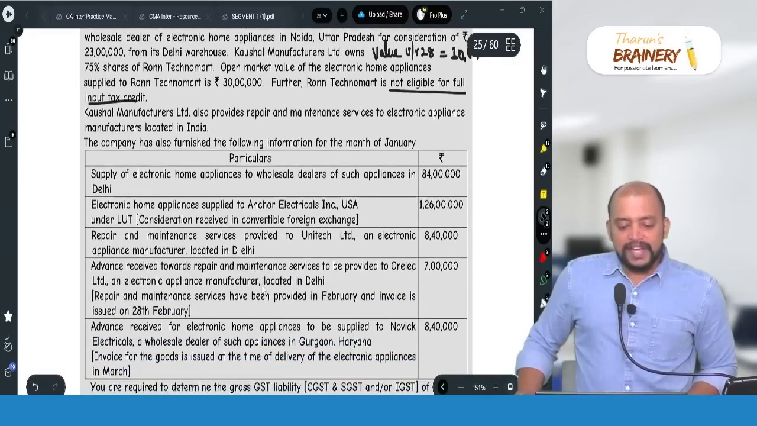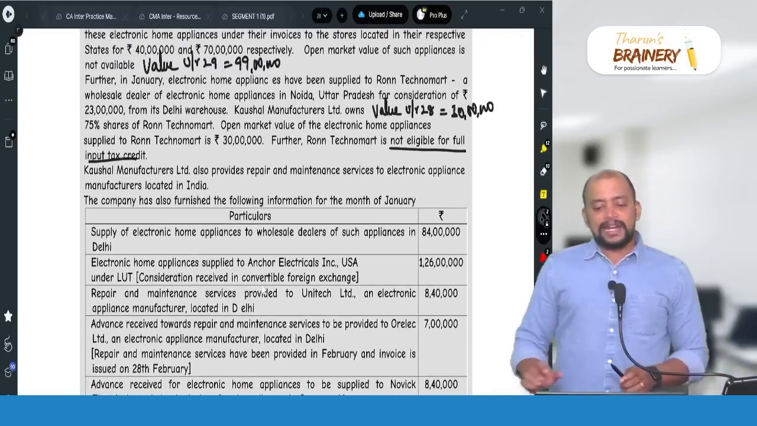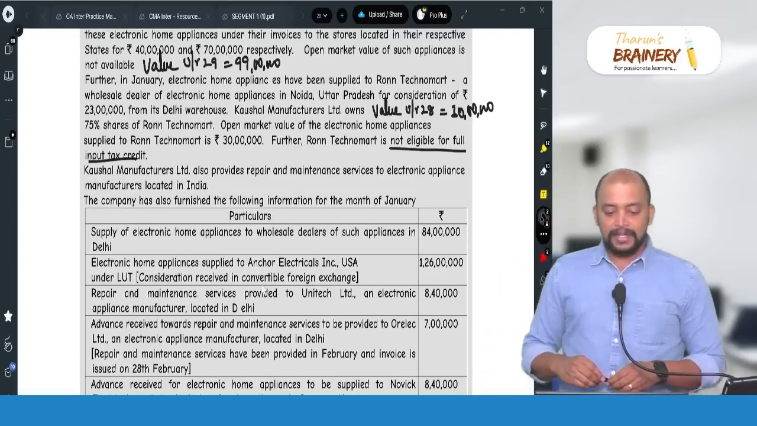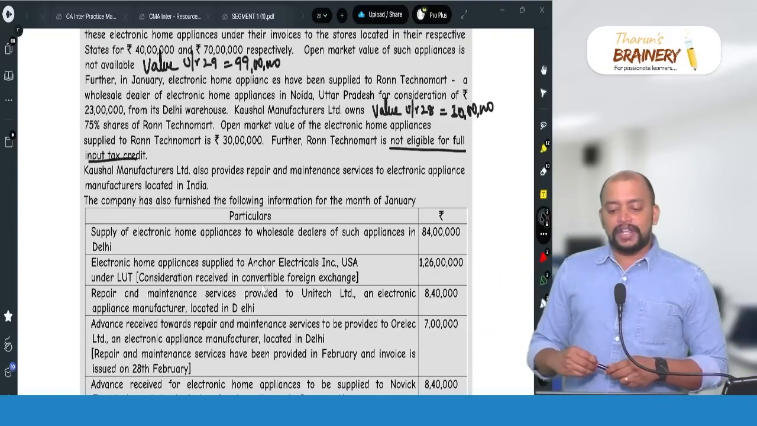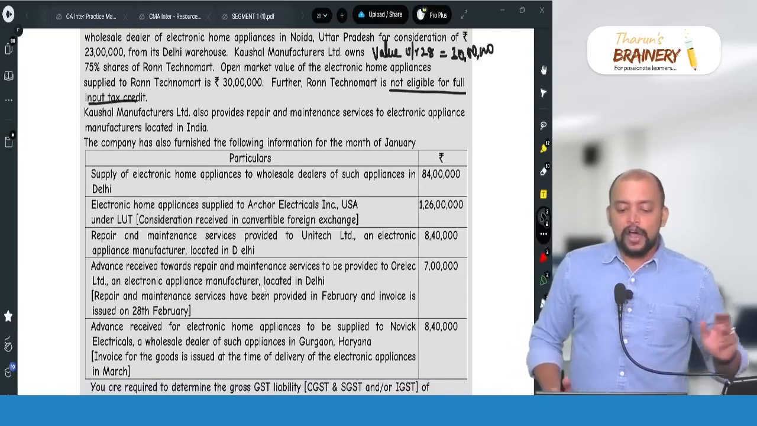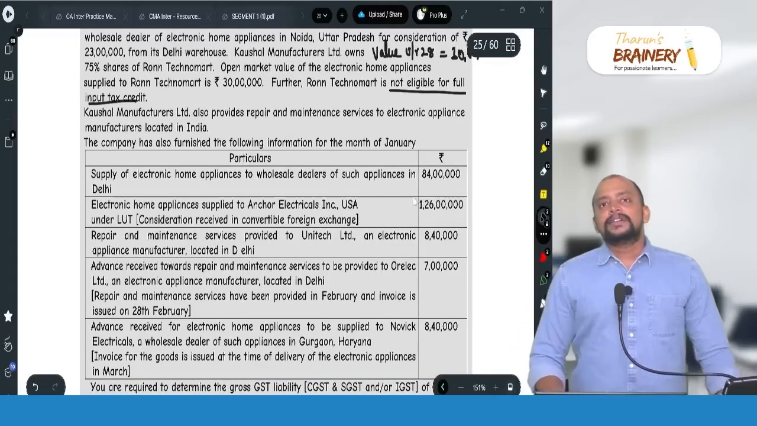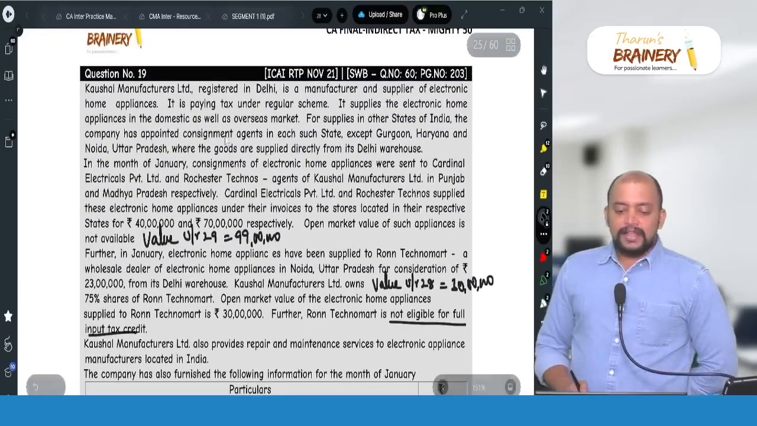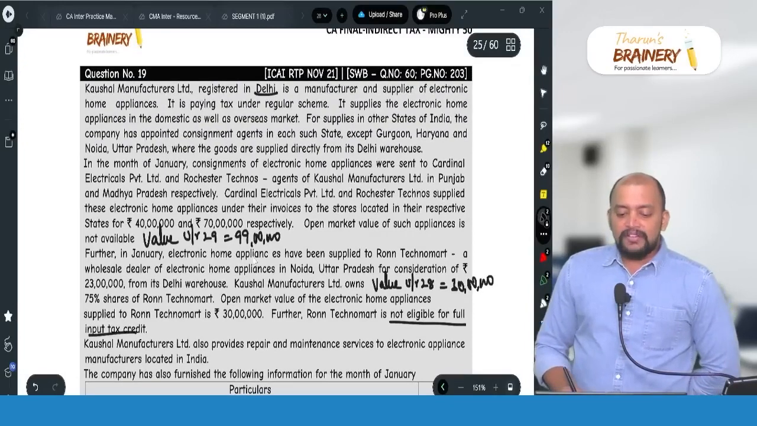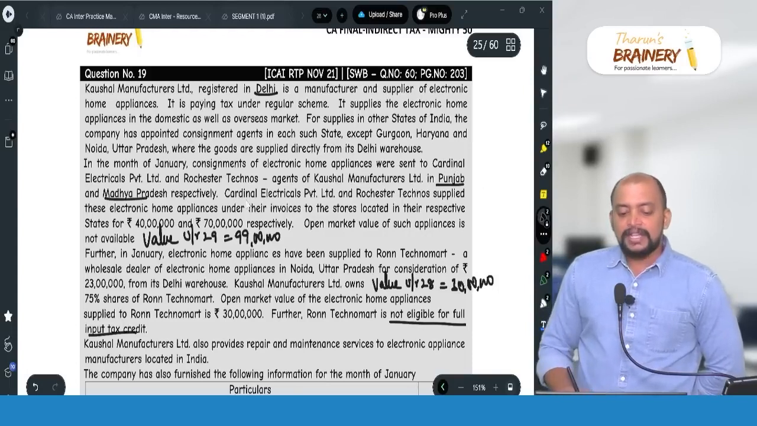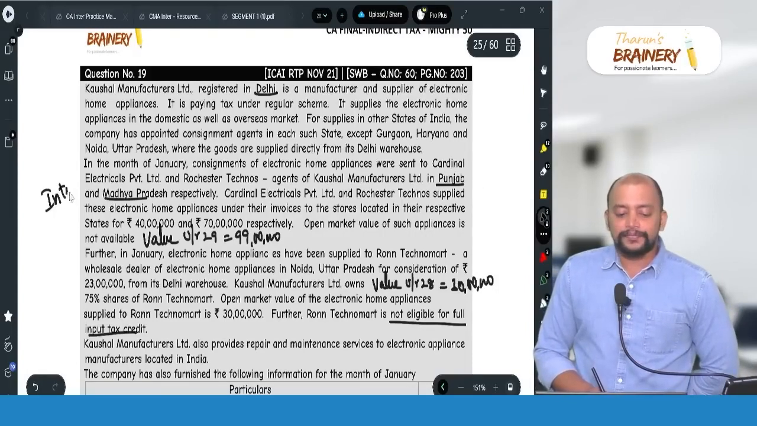Then Kaushal Manufacturers Limited also provides repair and maintenance services to electronic appliance manufacturers located in India. The company has also furnished the following information for the month of January. Supply of electronic home appliances to wholesale dealers of such appliances in Delhi. So normal sale. Here, first we need to see the location of supplier, Delhi. For these agents, the agents are located in Punjab and Madhya Pradesh. So therefore, it will become inter.